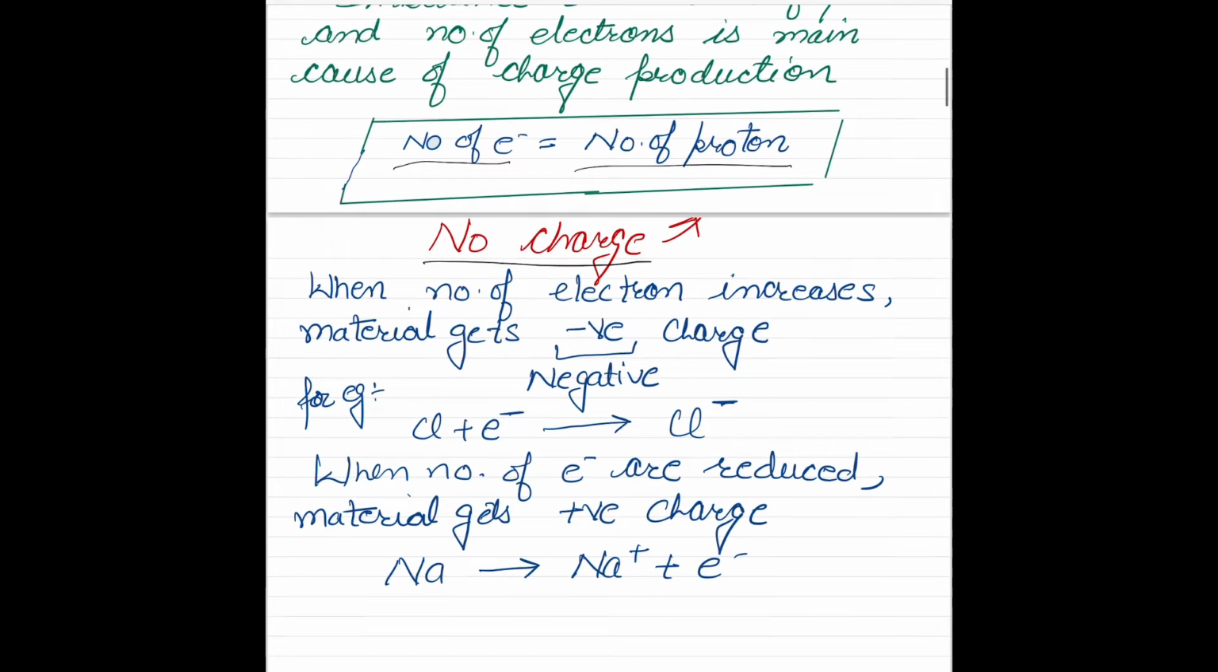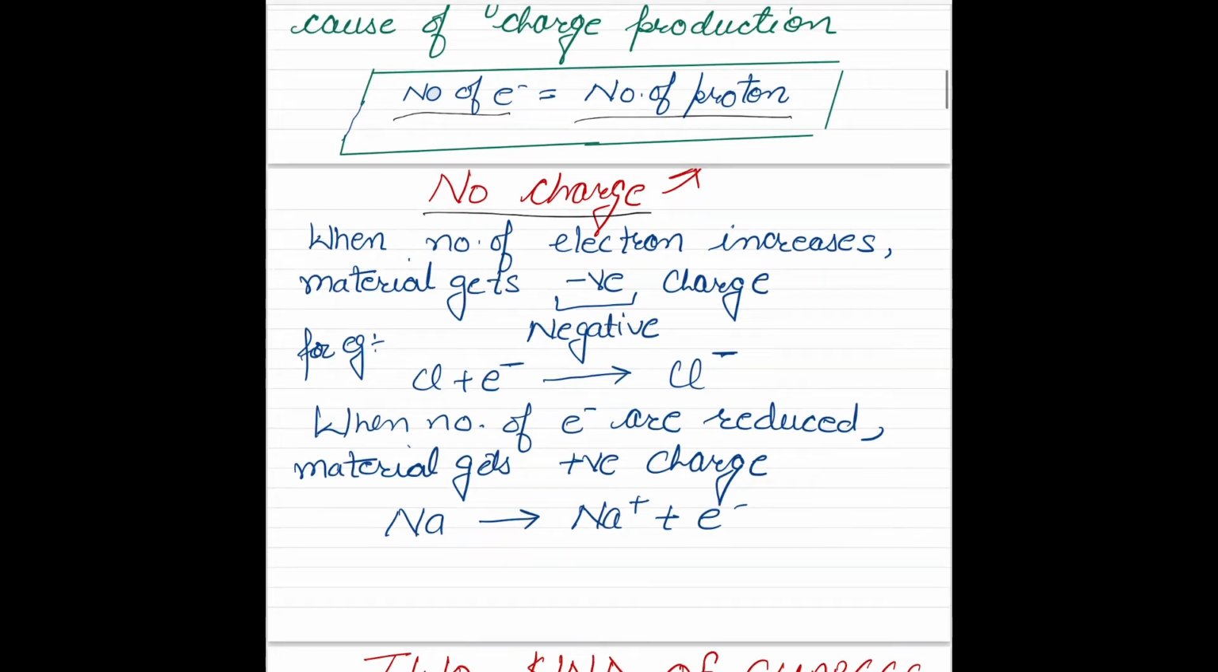When in any system or material the number of electrons increases, for example, we have taken the case of chlorine, in which we have added one electron, then it becomes chlorine negative. Due to the increase in the number of electrons, your body has acquired negative charge. Similarly, if you take out an electron from the material, as we have taken out one electron from sodium, it has acquired positive charge, right?